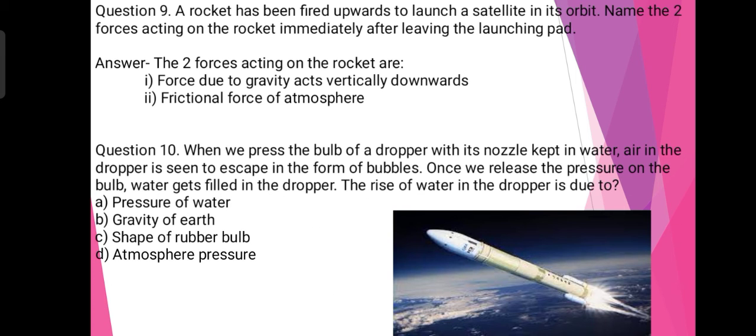Question number 10. When we press the bulb of a dropper with its nozzle kept in water, air in the dropper is seen to escape in the form of bubbles. Once we release the pressure on the bulb, water gets filled in the dropper. The rise of water in the dropper is due to A. Pressure of water, B. Gravity of earth, C. Shape of rubber bulb, D. Atmospheric pressure. The answer is pressure of water.